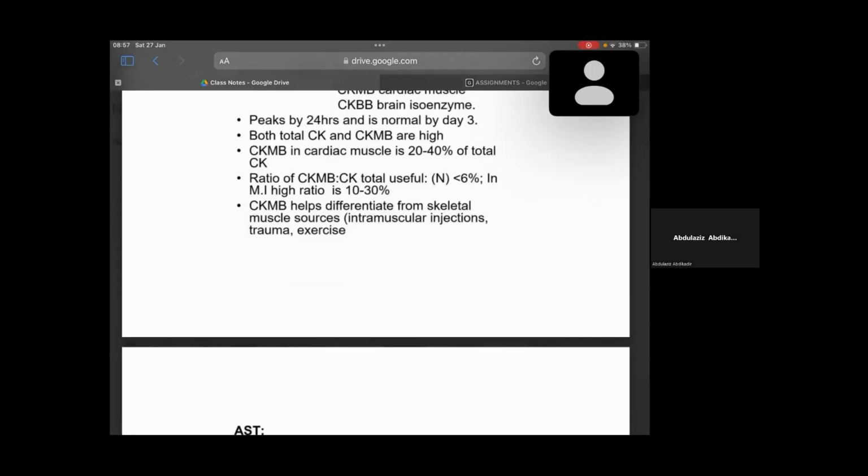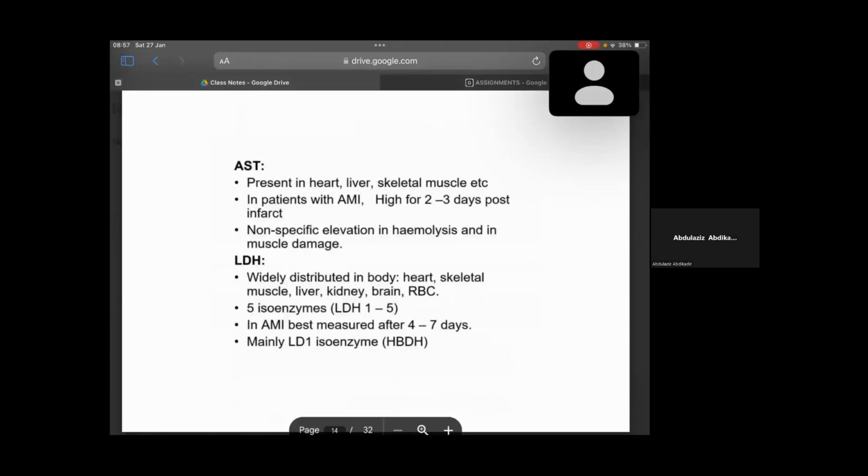Then the AST and the LDH, these are now subsidiaries. Remember, I told you the main enzyme is the CK, long time ago, then AST and LDH are used to support. So this is found in the heart, the liver, the skeletal muscle. In patients with acute myocardial infarction, 2 to 3 days post-infarct, it is high. Then it is also a non-specific marker of hemolysis.